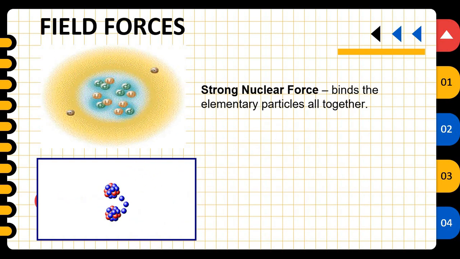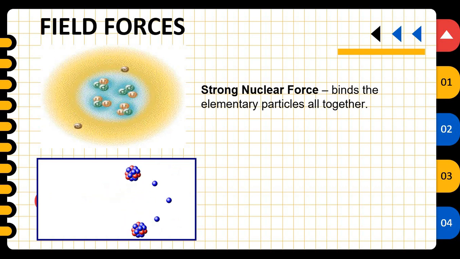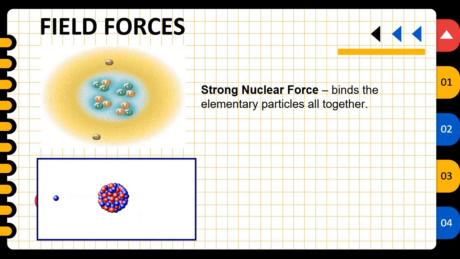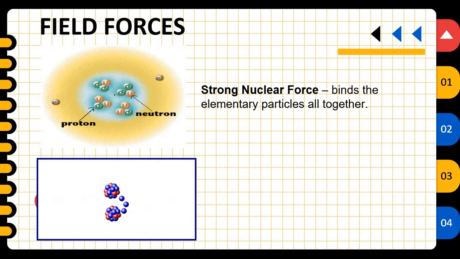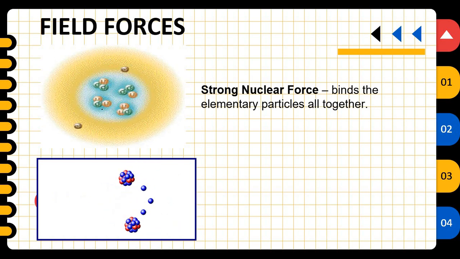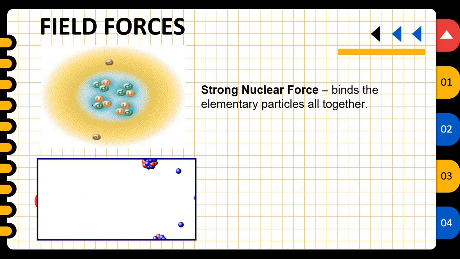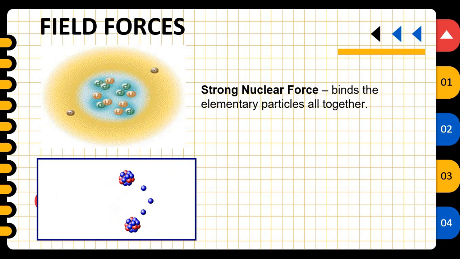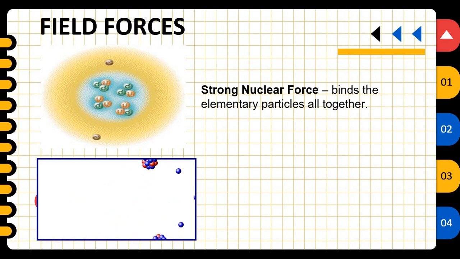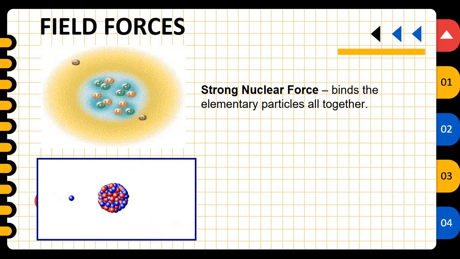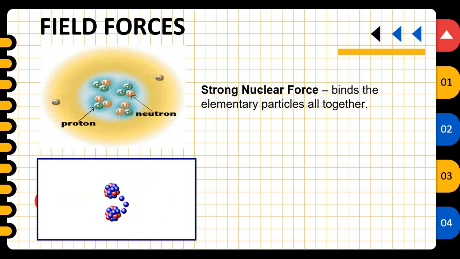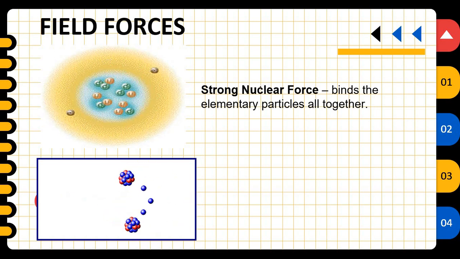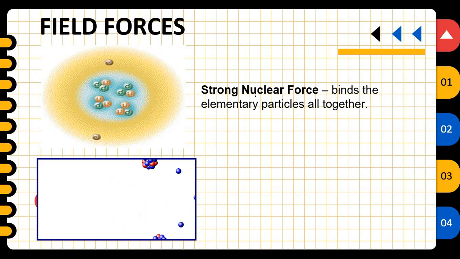The first one would be the strong nuclear force. The strong nuclear force is the reason that elementary particles are bound all together. So for the subatomic particles to actually exist, like the proton and the neutron, these elementary particles shall be bound all together, and the force that actually does that would be the strong nuclear force.